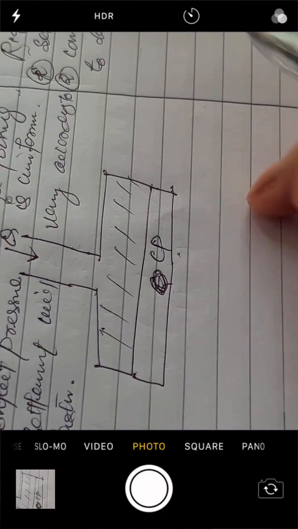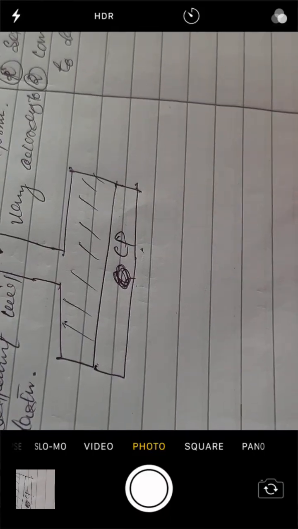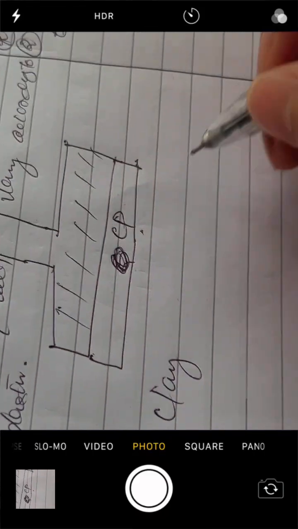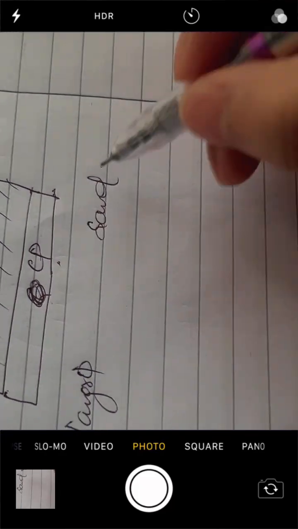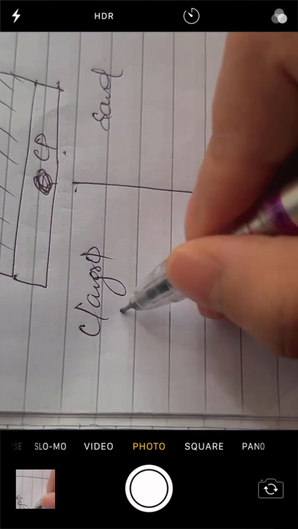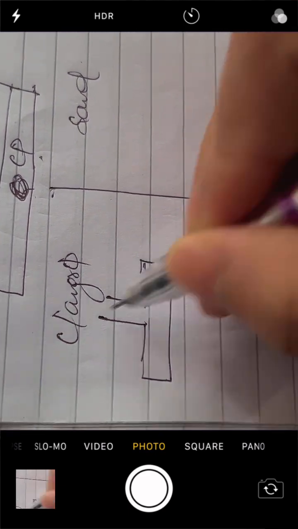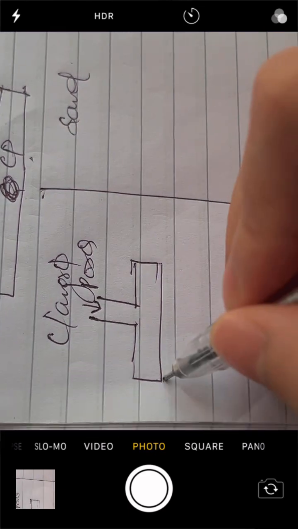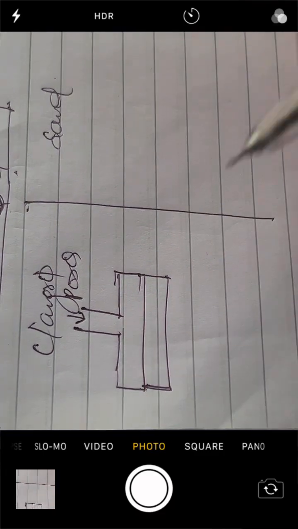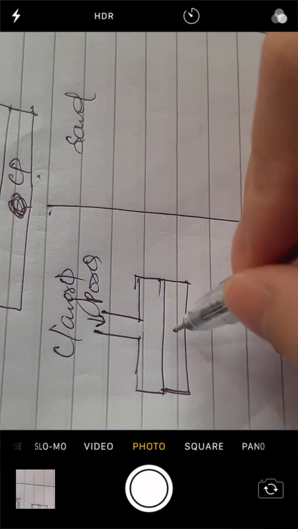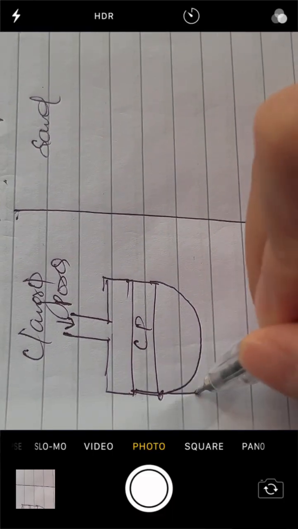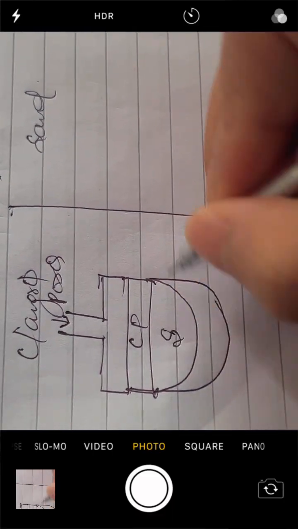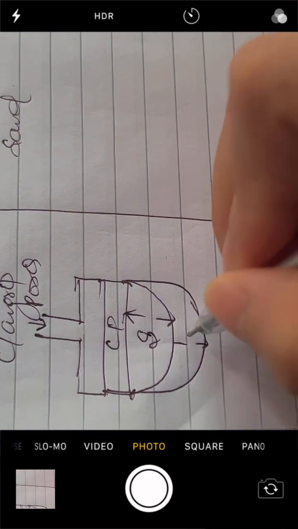This is the load. Contact pressure is uniform. And now here again we will have cases for clay and sand. First we'll have clay, and then sand, which is for coarse soil. In case of clay, settlement is uniform. This is my contact pressure. Contact pressure is uniform, and this is for the settlement, and this is for my contact pressure. This is my settlement. This is my CP.